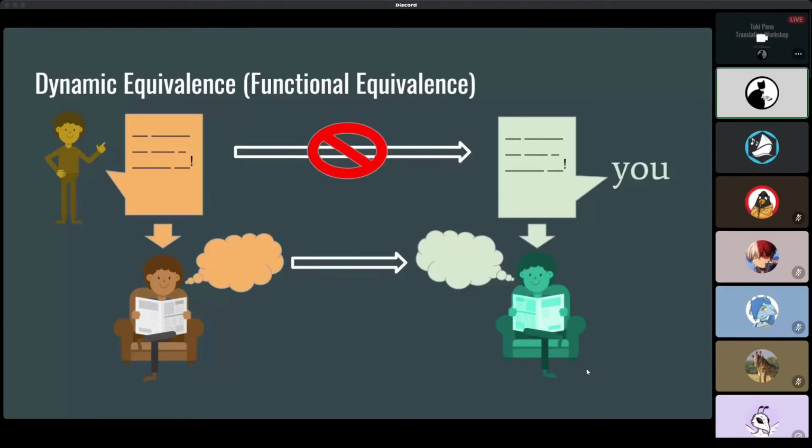and you think about the people that you're writing for, and of course they're different to the receptors in the original language. They think differently, they have a different world, maybe. But you think about what would produce the same reaction in your receptors, and then that's what guides how you render your edition. So this is the concept of dynamic equivalence or functional equivalence, and it's really useful, especially for Toki Pona, in my view.